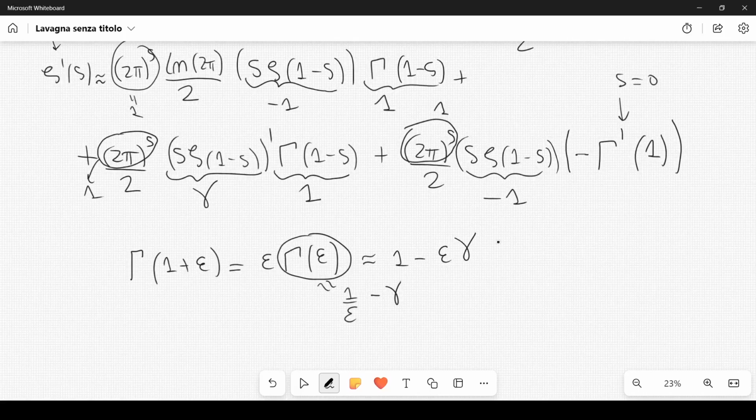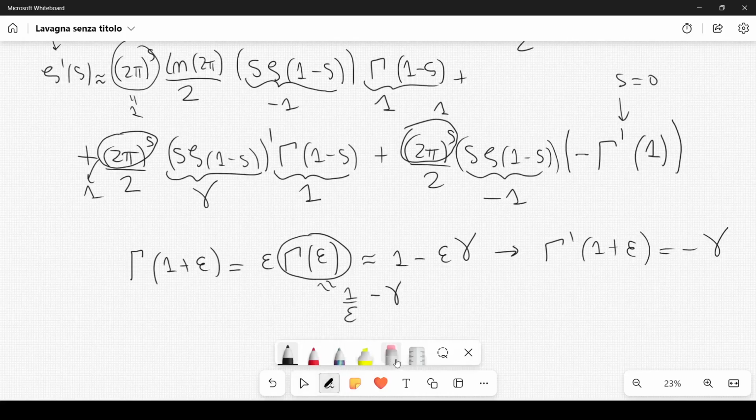epsilon gamma. And now if you take the derivative, of course we have gamma prime of 1 plus epsilon, where epsilon is small, which is equal to minus gamma. So this is approximately equal, but when you let epsilon go to 0, you will get an equality. So gamma prime of 1 is equal to minus the Euler-Mascheroni constant.